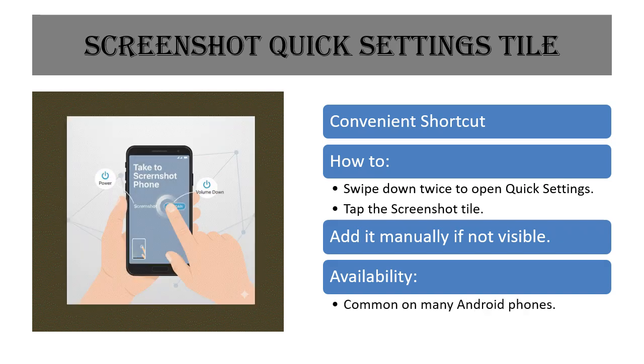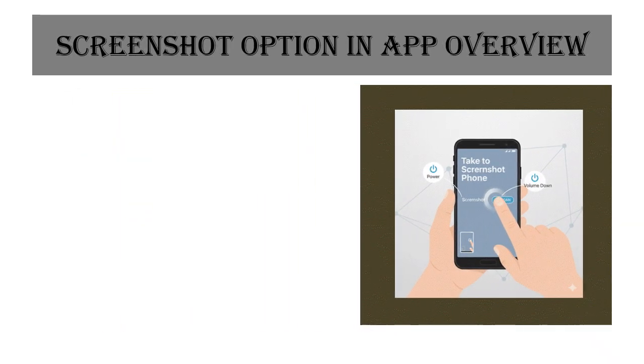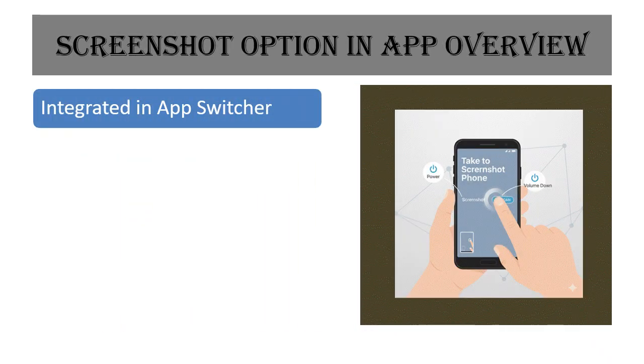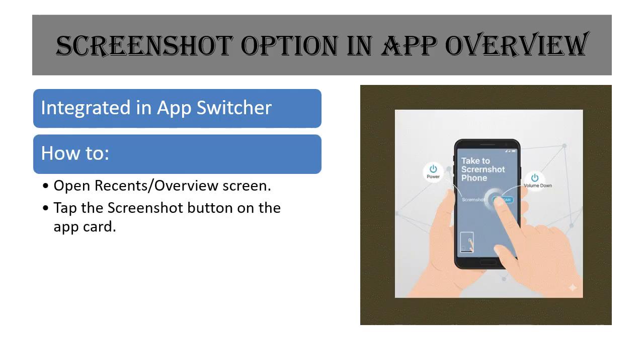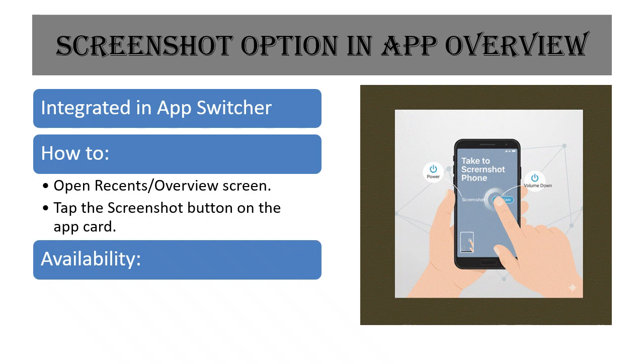Screenshot option in App Overview. You can also take screenshots directly from the App Overview or Recents screen. Access it by swiping up and holding, or pressing the Overview button, then tap the Screenshot button on the active app card. This option is common on phones with gesture navigation or 3-button systems.